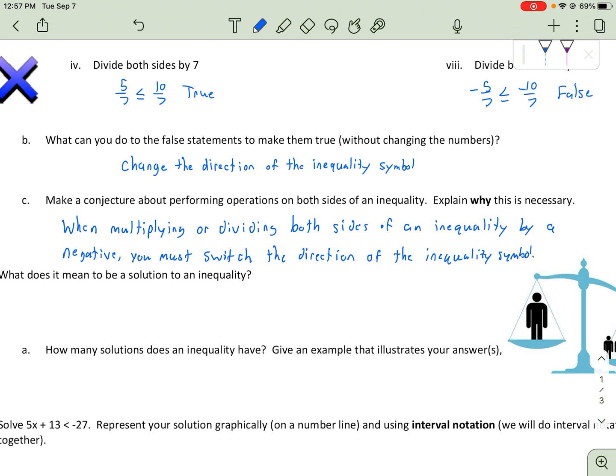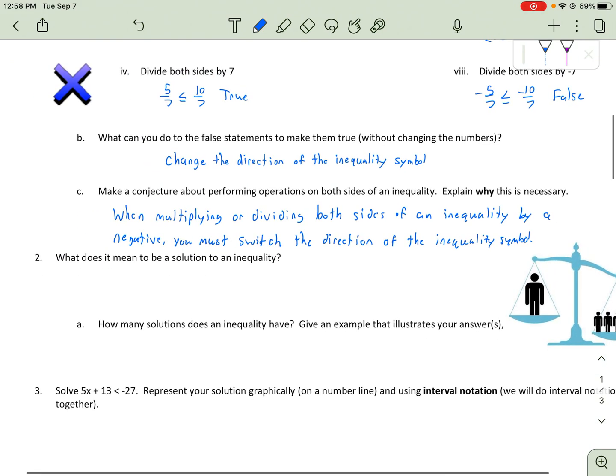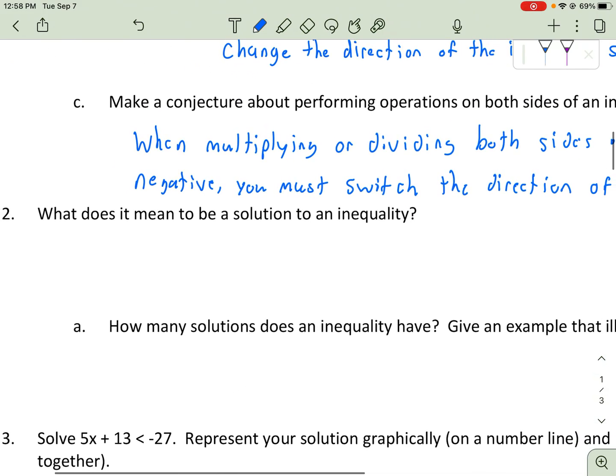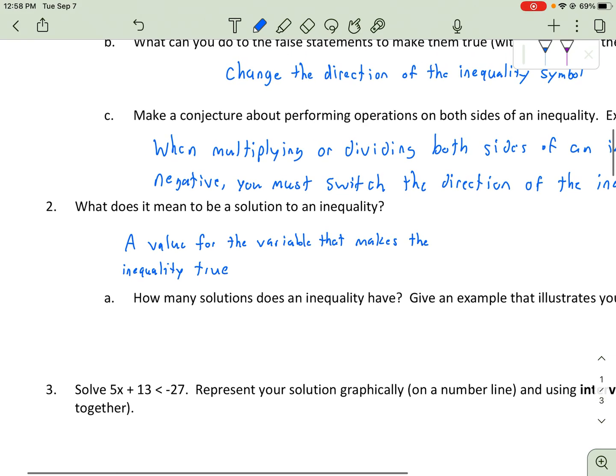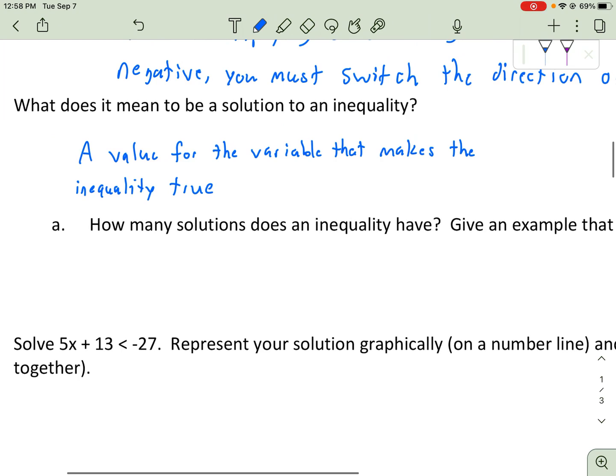Okay. What does it mean to be a solution to an inequality? That is to be a value for the variable that makes the inequality true. Just like we do with the equations. How many solutions does it have? Infinitely many.